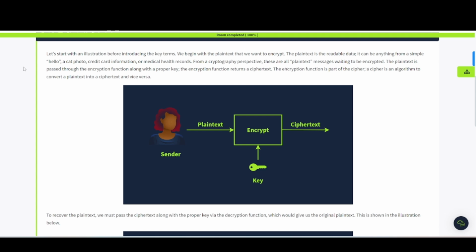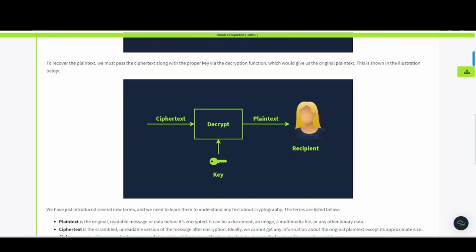The plaintext is passed through the encryption function along with a proper key. The encryption function returns a ciphertext. The encryption function is part of the cipher. A cipher is an algorithm to convert a plaintext into a ciphertext and vice versa. You can see the sender's plaintext encrypted with the key, giving the ciphertext. To recover the plaintext, we must pass the ciphertext along with the proper key via the decryption function, which would give us the original plaintext. This is shown in the illustration below. So we have the ciphertext, and they want to decrypt it using the key, and they get the plaintext going to the recipient so they can read it.